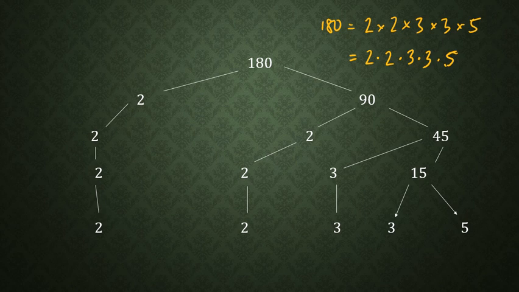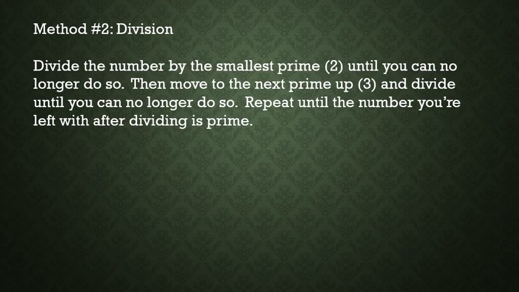So this is the tree method that we can use to figure out what is the prime factorization of a given natural number n. Method 2 is the division method. And again, at its core, same thing as what we did with the tree method, but we're just not drawing out pictures. We're not taking up a whole bunch of space. So here's how this method works.